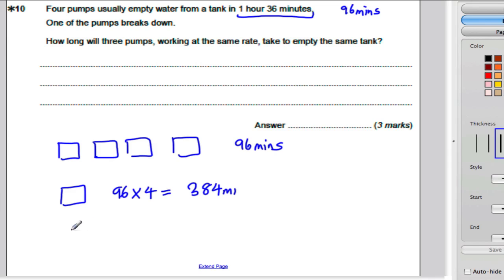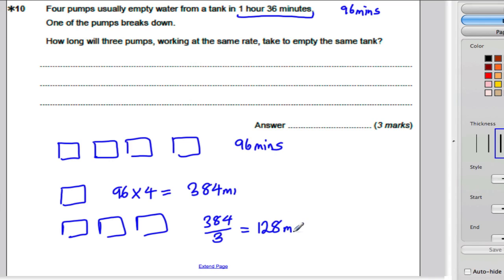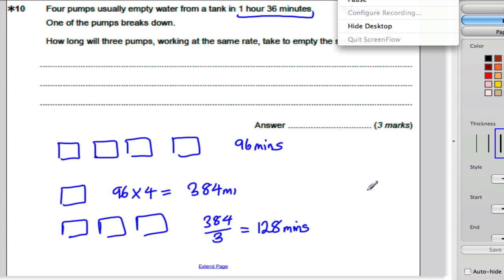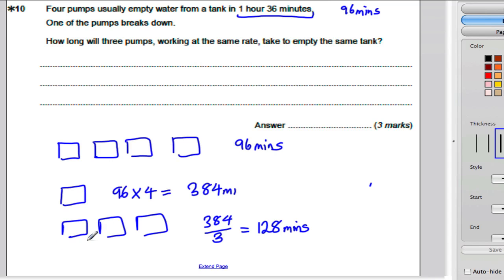But they're saying we've got 3 pumps. So we can divide this total time, this 384, by 3, because we're sharing that workload, divided by 3 now. So it would take 128 minutes. Which makes sense, because if we have fewer pumps, it's going to take longer.